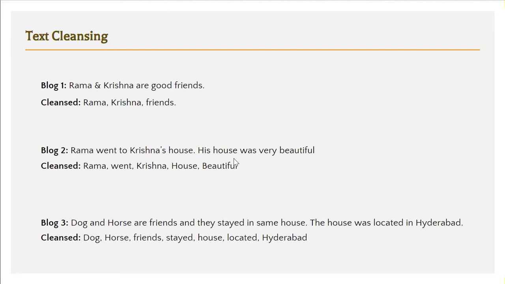After cleansing and removing the words which are unrelated to the topic itself, we are left with these particular words. Let us do the same thing for blog post 3. Dog and horse are friends and they stayed in the same house. The house was located in Hyderabad. So here the related words are dog, horse, friends, stayed, house, located, Hyderabad. These are the words which are related to the topic. So the second step of text cleansing is done.